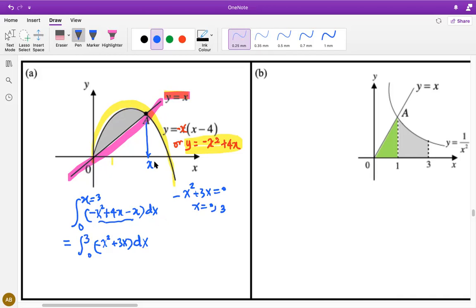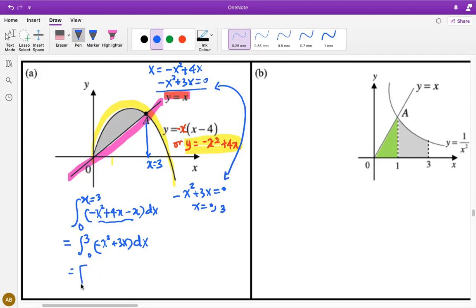Some of you may ask, teacher, why do we solve negative x squared plus 3x equals 0 to get the value of x? Because if we want to find coordinate a, the y coordinate will be the same. It's actually x equals negative x squared plus 4x. If you solve this, it is actually the same as negative x squared plus 3x equals 0. See, it's the same. So you can do it like that, or you can solve it separately also, right?